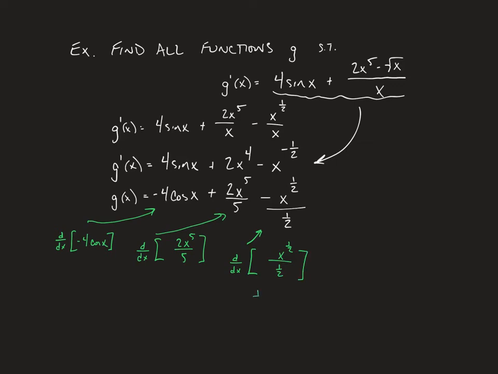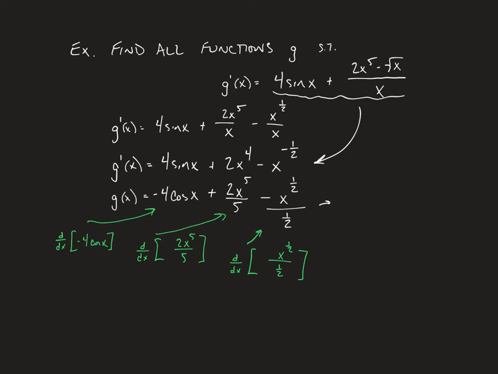The 1/2 comes down. Now I have x to the negative 1/2. But since it's all being divided by 1/2, those will cancel. And so I will be left with just x to the negative 1/2. And if I put that subtraction sign in front of it, then I get my negative x to the 1/2. All right. So now it's just a matter of simplifying this a little bit.